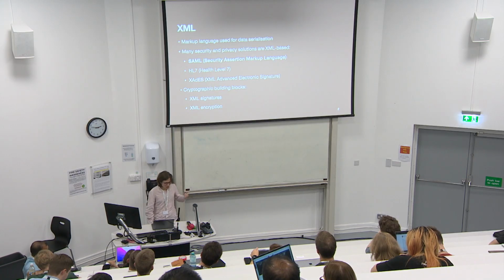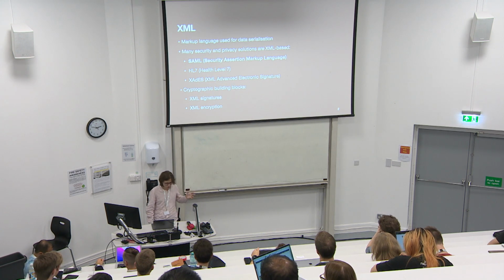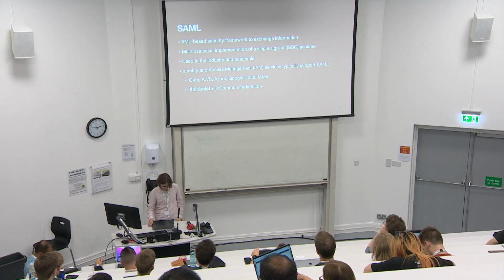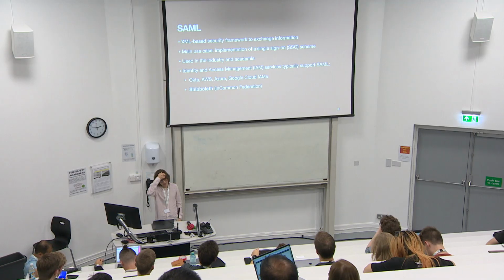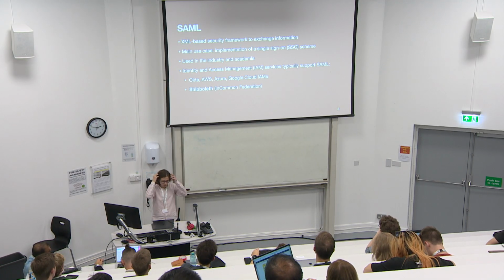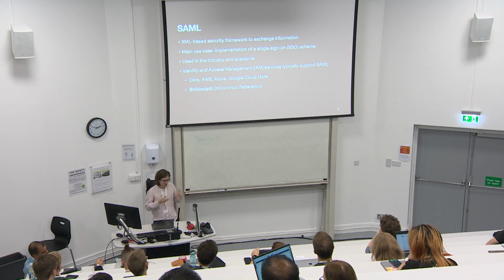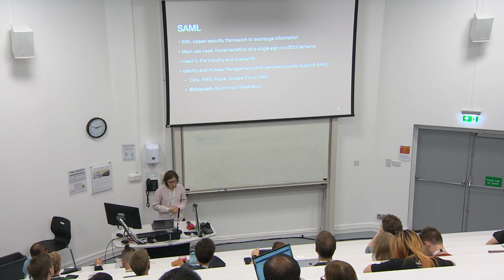If you want to do some security in XML, you have basically two building blocks, which are XML signatures and XML encryption. And there are two separate standards for that. So SAML is an XML-based security framework to exchange information. It's a set of protocols that have a similar message structure, and the messages are XML documents. But the main use case for SAML is to implement a single sign-on scheme.